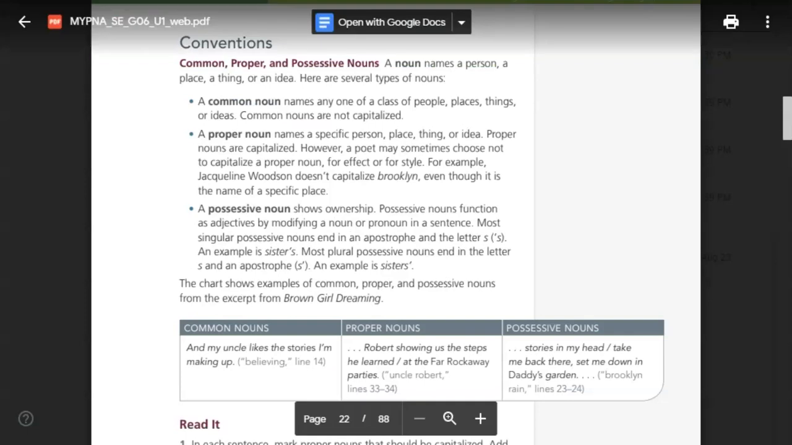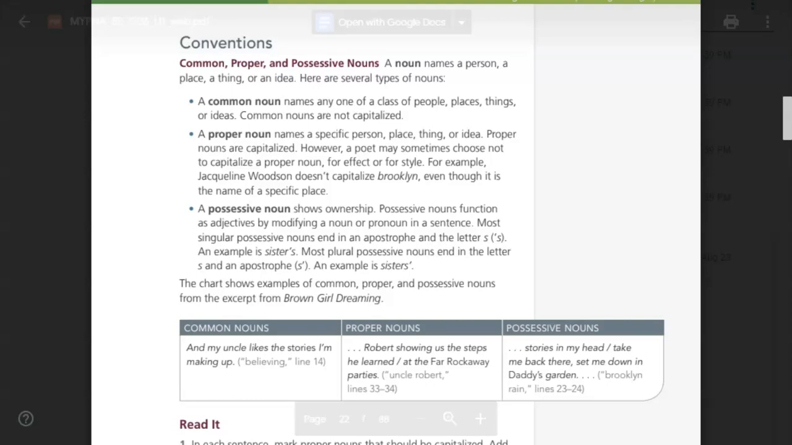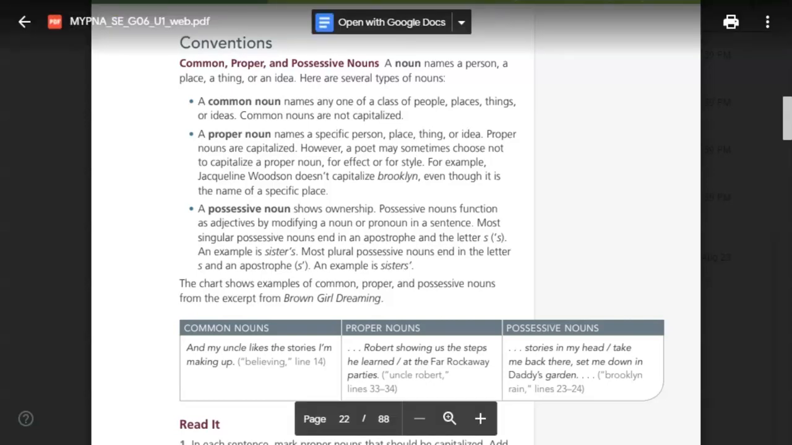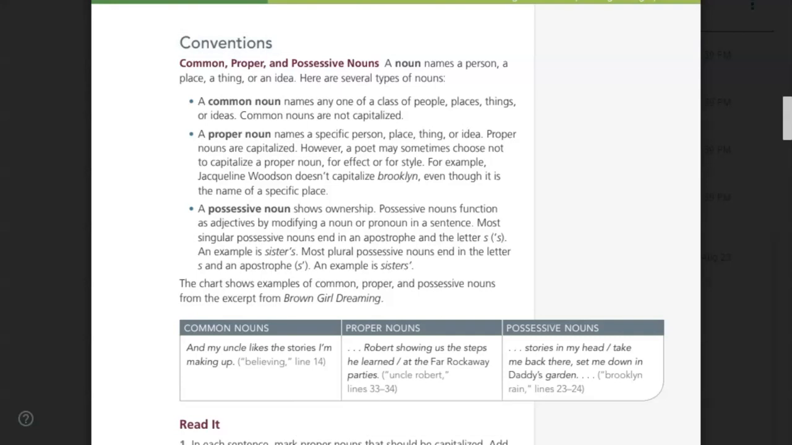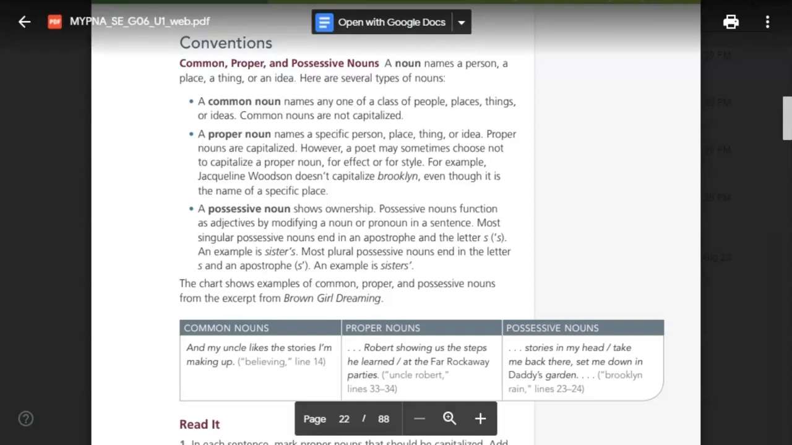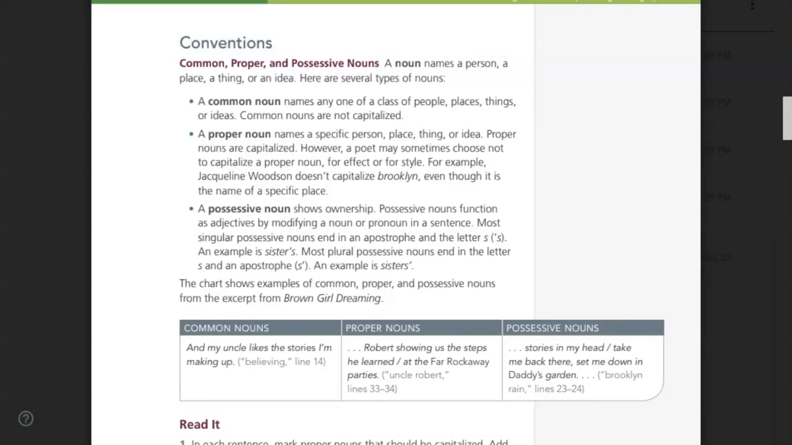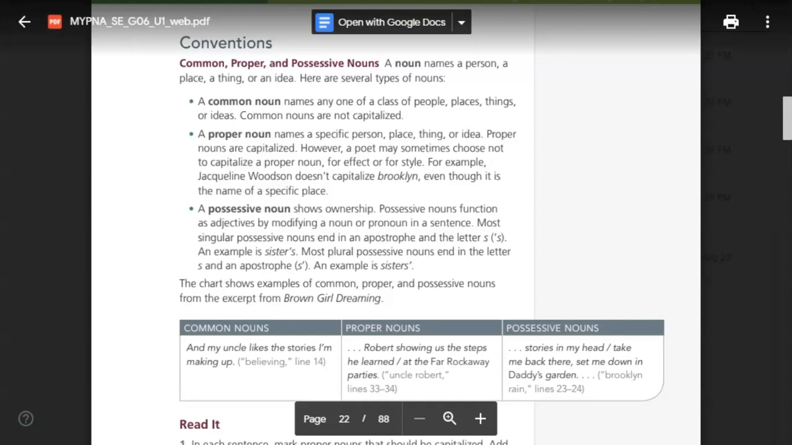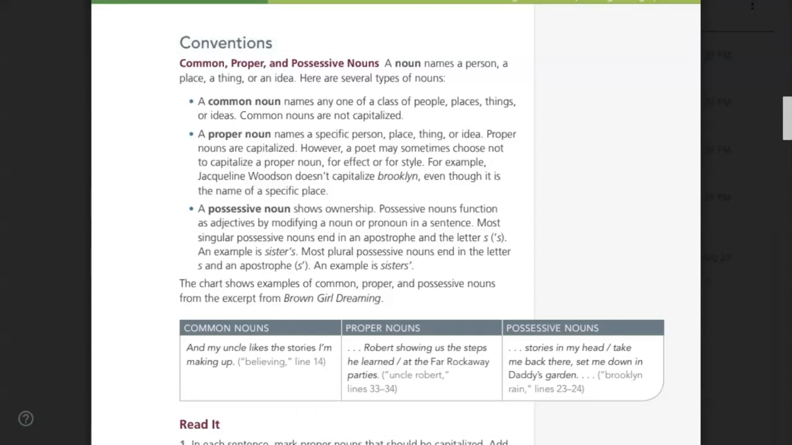Next, we have possessive noun. So a possessive noun shows ownership. Possessive nouns function as adjectives by modifying a noun or pronoun in a sentence. Most singular possessive nouns end in an apostrophe and the letter S, like this. An example is sister's. Most plural possessive nouns end in the letter S and an apostrophe. An example is sisters' with the apostrophe at the end. Okay.